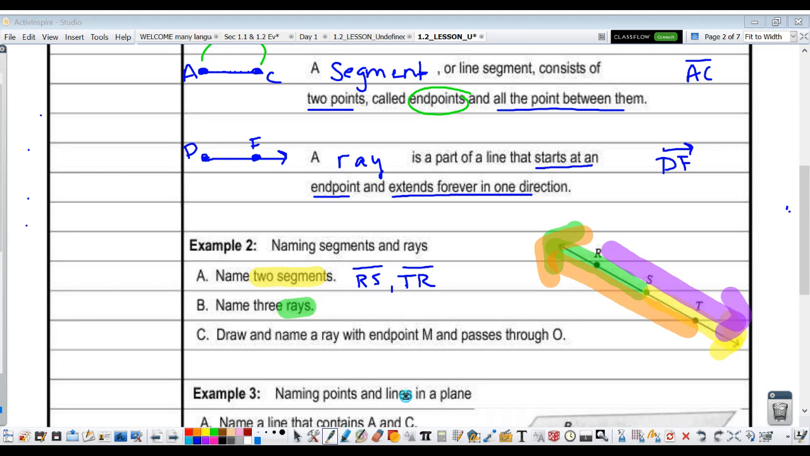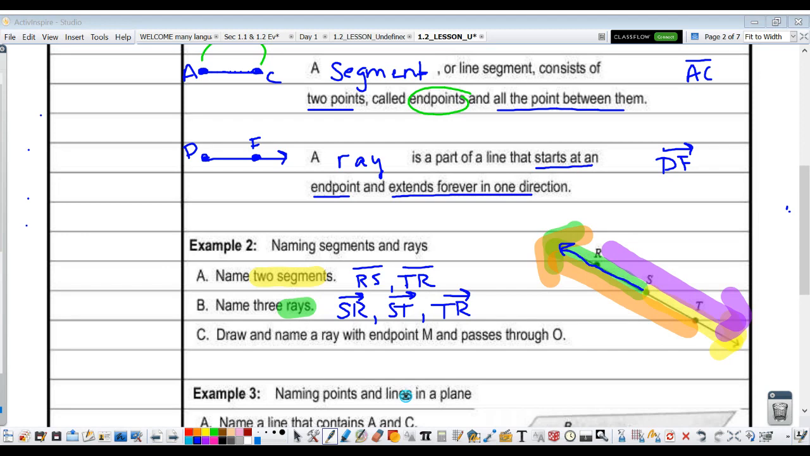Now careful that if I'm going to name ray SR, I need to start at S, end at R, and my symbol needs to show that as well. S does not have an arrow on the top. Use SR, ST, and how about TR? Starting at T, going through R.